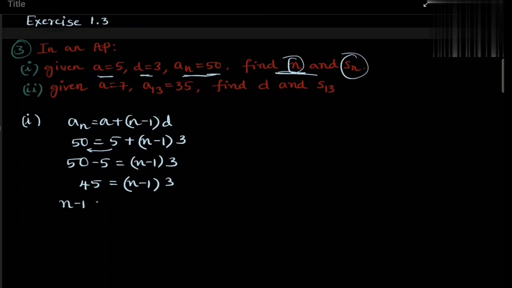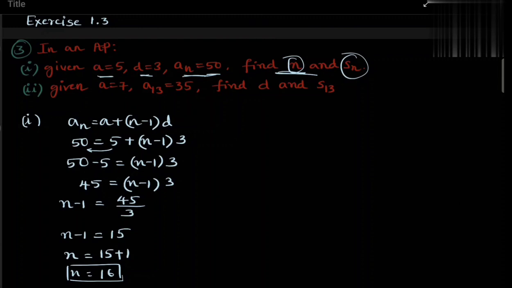So 50 minus 5, it will become 45 is equal to n minus 1 into 3. So n minus 1 is equal to 45 divided by 3. So n minus 1, 45 divided by 3, it will become 15. So n is equal to 15 plus 1. So it will become n is equal to 16. So therefore the number of terms for this is 16.